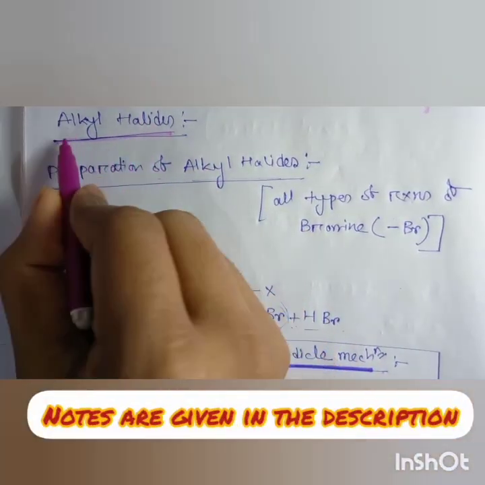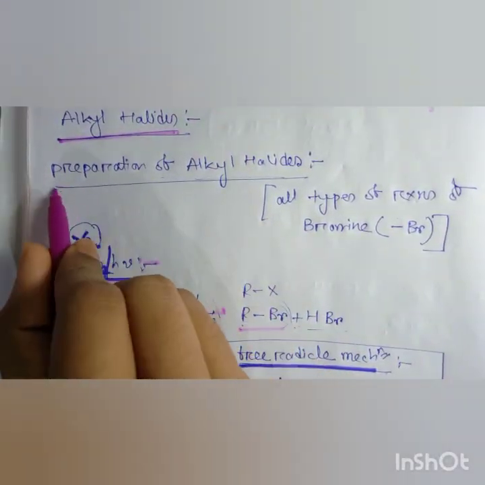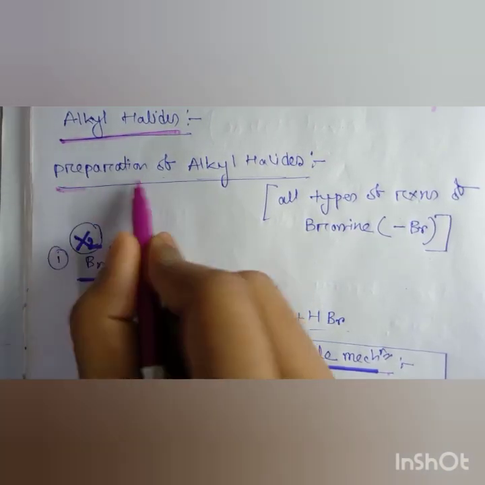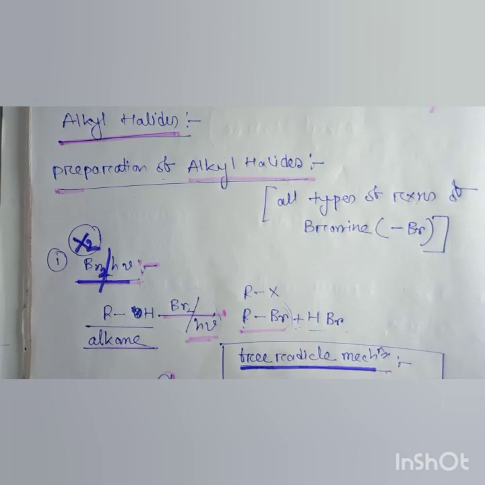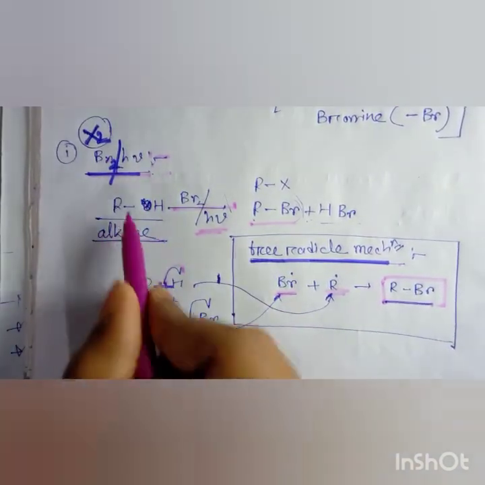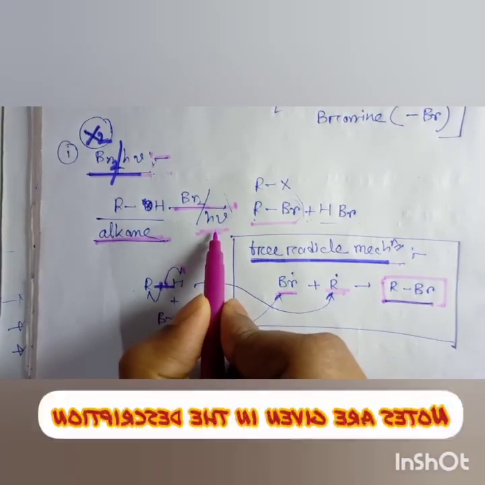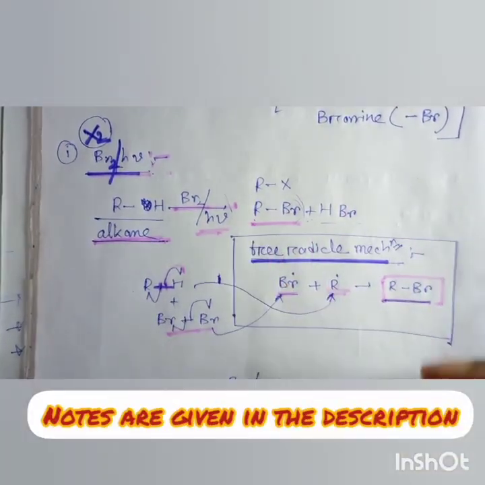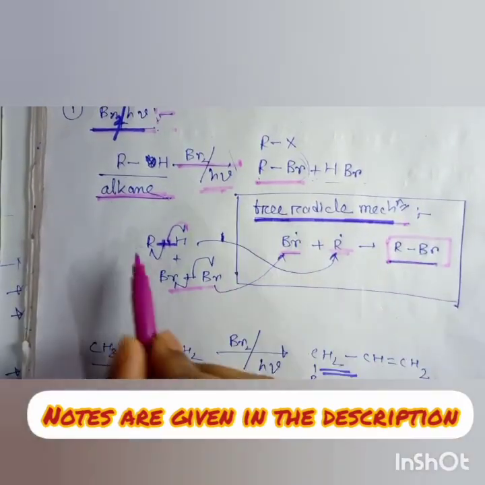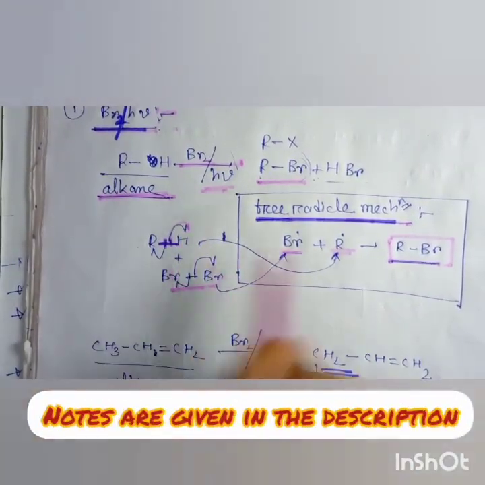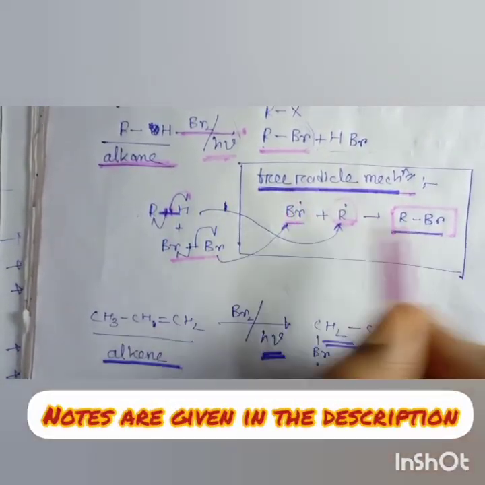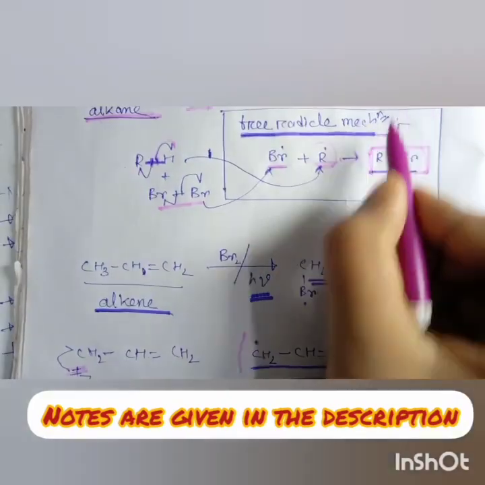So our first chapter is alkyl halide. First we'll talk about preparation of alkyl halide. The reaction of Br2 in the presence of sunlight with RH will give alkyl bromide. The mechanism is a free radical mechanism where this bond breaks into two parts forming a radical, and here also the bond breaks into two parts forming a Br radical, and we'll get alkyl bromide.